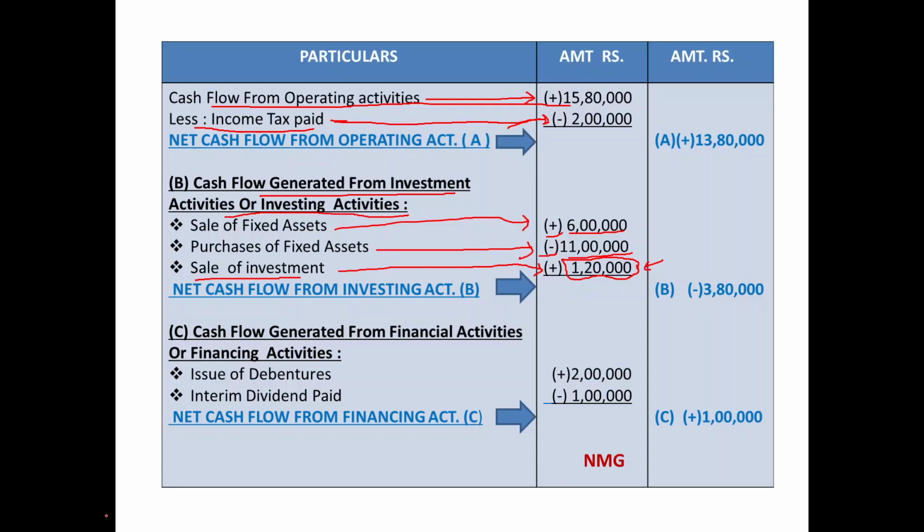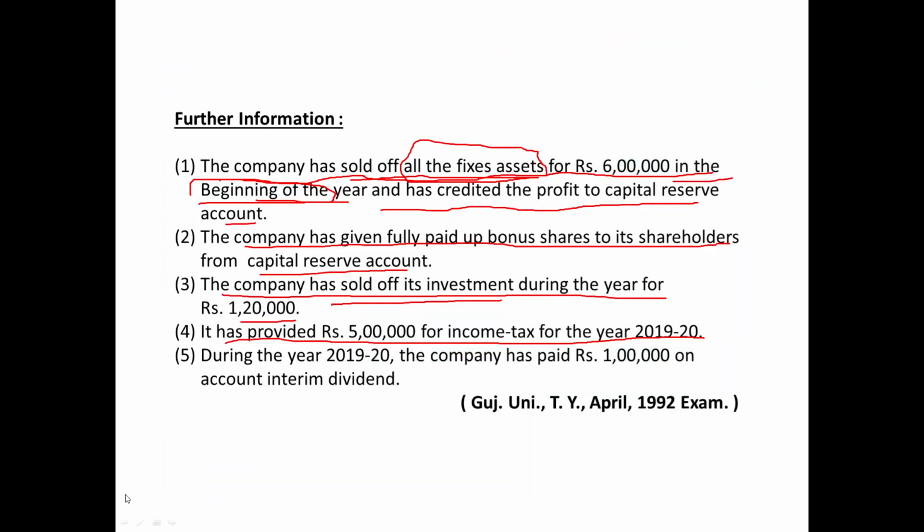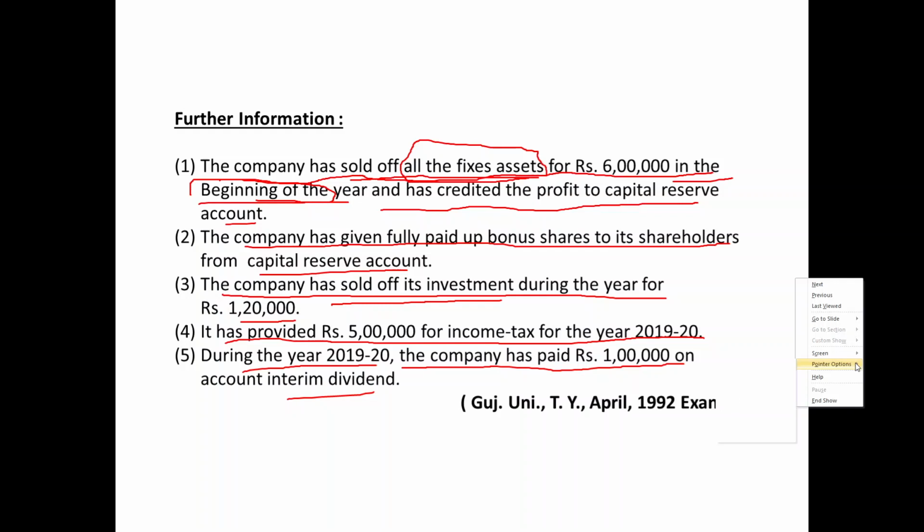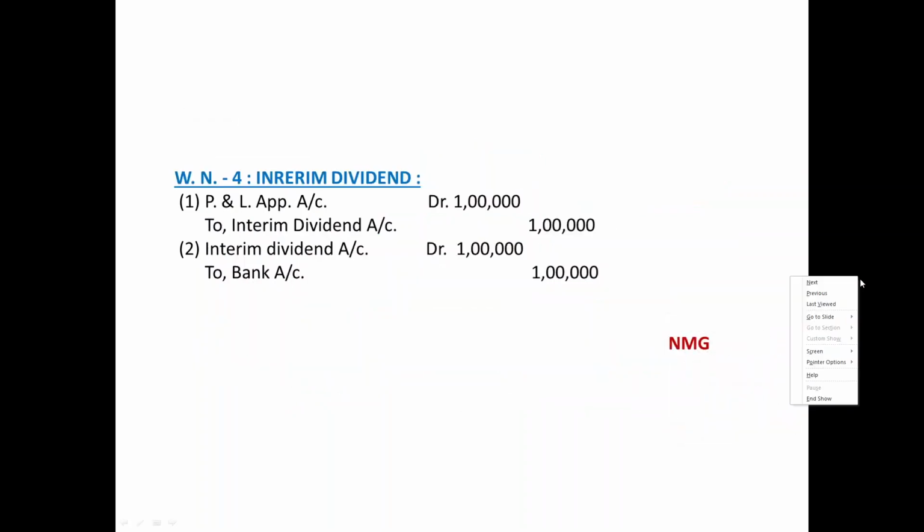Once again, let us verify the additional information. Last point of the question, point number 5. During the year 2019-20, the company has paid rupees 1 lakh on account of interim dividend. Dividend is a distribution of profit. It is an interim dividend, so complete power has been given to the management. ये साल के बीच में डिसीजन लिया जाता है और इमीडिएटली पेमेंट भी किया जाता है.